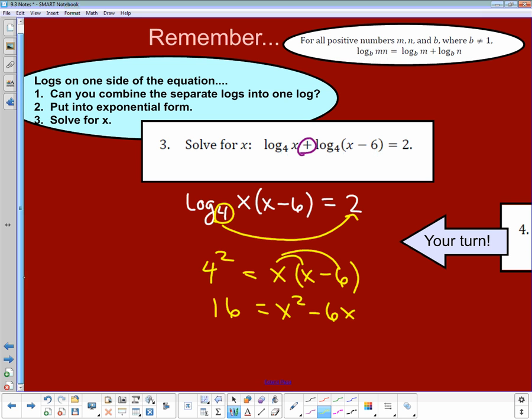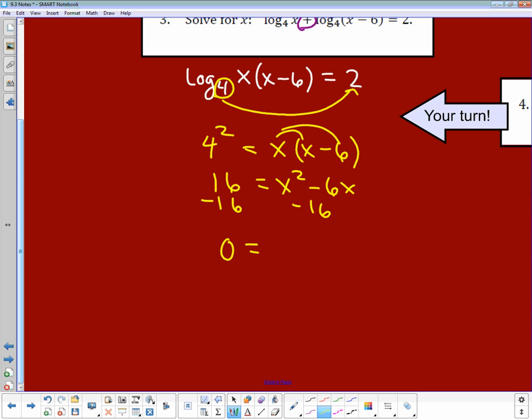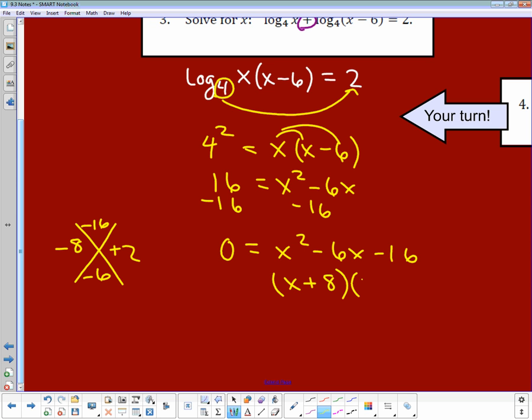I'm going to move everything over to one side, so I have to subtract that 16, and I end up with 0 is equal to x squared minus 6x minus 16, and then I can factor and solve here. So I end up with a product of negative 16, a sum of negative 6. I want a negative 8 and a positive 2. So this is x minus 8 and x plus 2. I had that backwards there. Minus 8 plus 2, so I get a positive 8, and I get x equals negative 2 for my solutions.